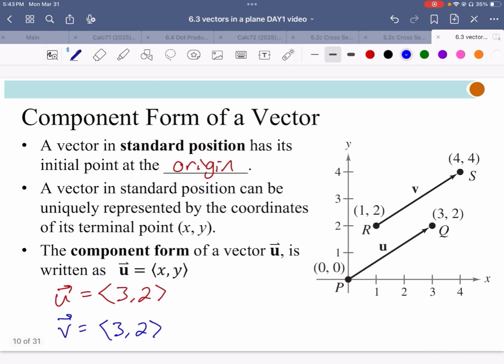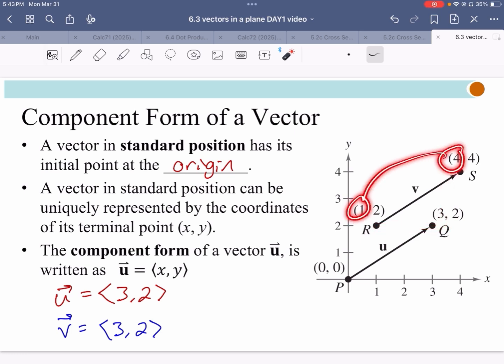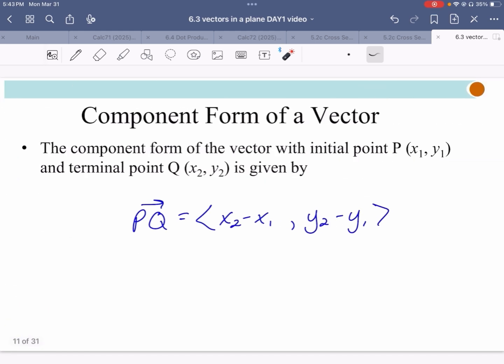If I go back over here, what we're saying is, if I want to figure out how far over and up I need to go to get from the initial to the terminal, I can just subtract, right? I can say, well, 4 minus 1 is 3, and then 4 minus 2 is 2. So hence we get 3 comma 2. So that's why we are subtracting the terminal minus the initial.